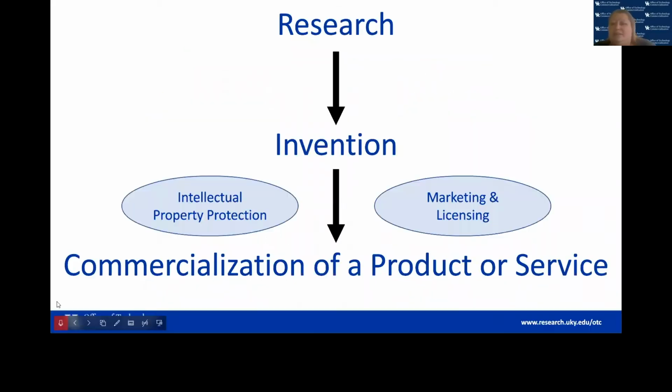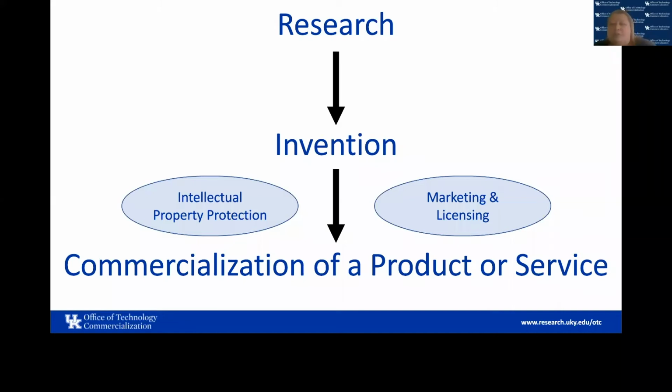Next slide, please. Commercializing a technology begins with research in a UK lab or clinical setting, resulting in an invention. Next, the inventor reports the invention to our office through an easy-to-complete online form. If you have an invention from your lab or clinical practice that you would like to tell our office about, please contact Matt Upton. He's the head of the intellectual property group in our office.